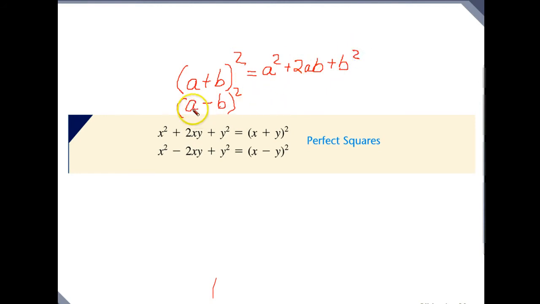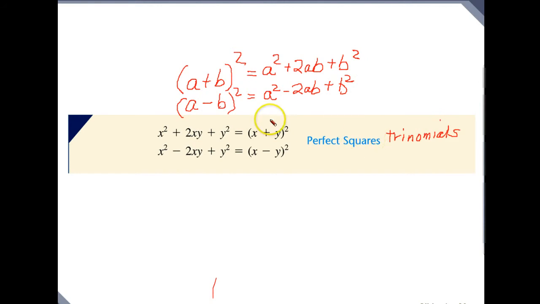And if we do the same to this, square the first term, that gives us an A squared. Multiply these two terms together, then double it. So it's a negative AB, so a negative 2AB. Square the last term, negative B times negative B gives you a positive B squared.